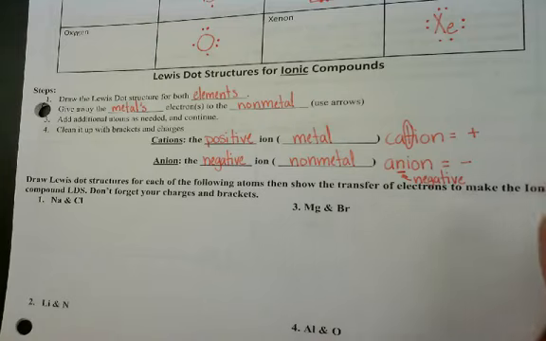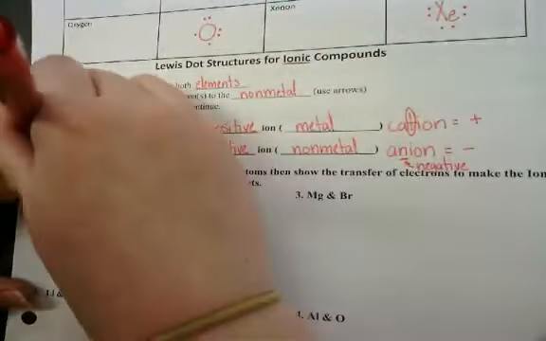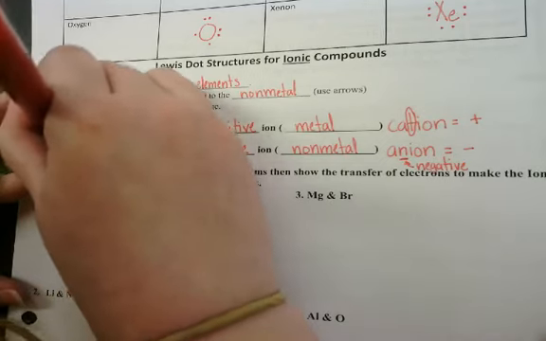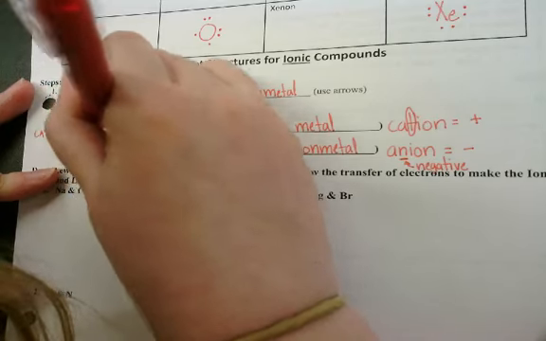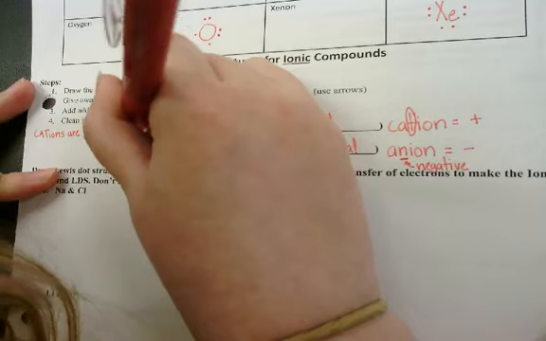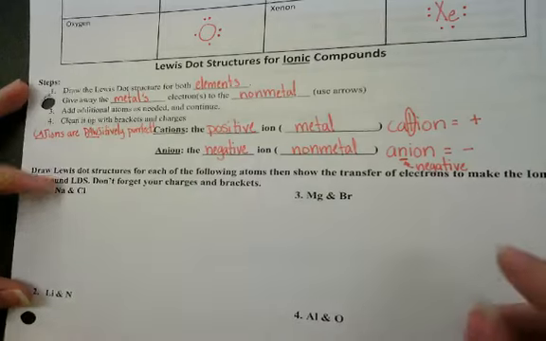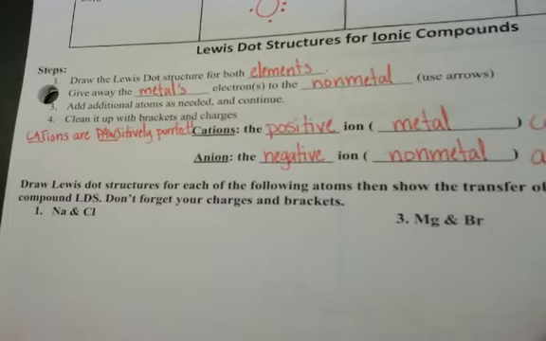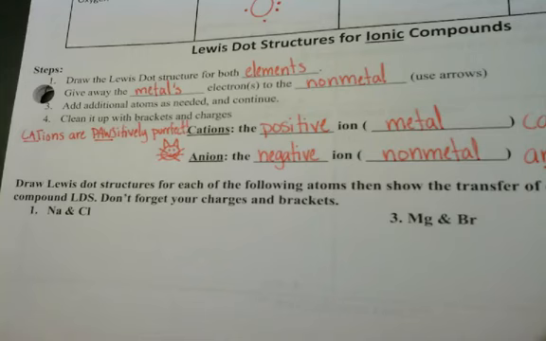The other way is my personal favorite. And there's a little saying that goes with it. It's: cations are positively perfect. So cations are pos. Cats have paws. So they're positively perfect. They're the positive ones. And I like to draw a little cat that goes along with it. So cations are positively perfect. They're the positive ones.